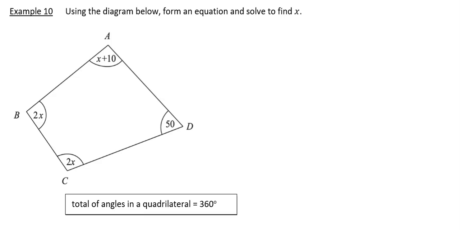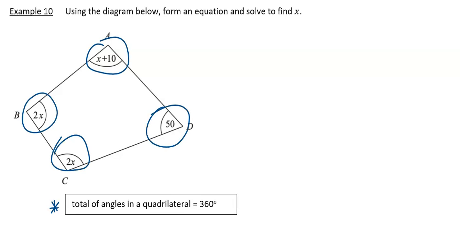Okay, this example, which is labeled example 10, says using the diagram below, form an equation and solve to find x. Now they've given us a massive clue here, and they've been very nice to us, that the total angles in a quadrilateral, or you could say the sum of the angles in a quadrilateral, is equal to 360 degrees. So that means if I add this angle, this angle, this angle, and this angle, I will get 360 degrees. So that will allow us to form an equation, which we can then go on and solve.